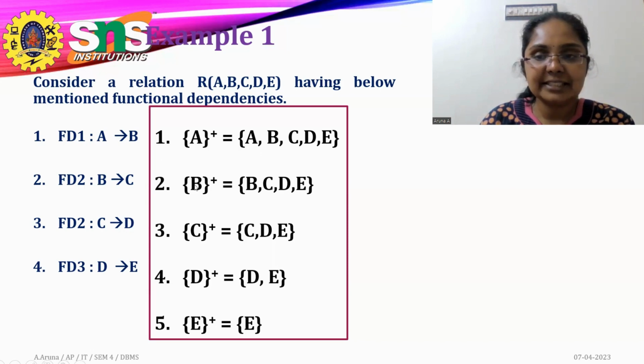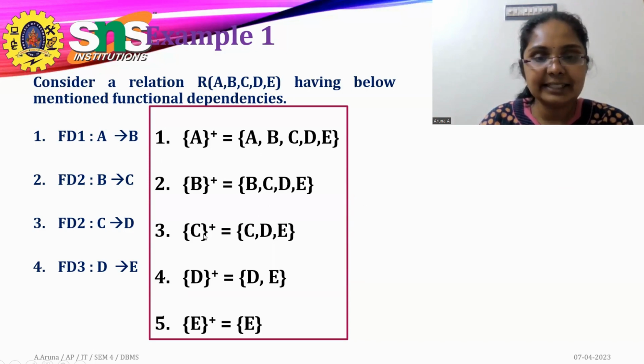Why can we say this is not a super key? The definition of a super key is that it must contain all the attributes in the given relation. So here the given relation is this one. It contains 5 attributes, but here A is missing. So this is not a super key.